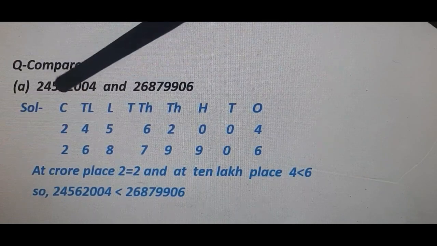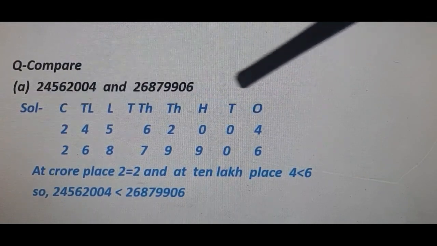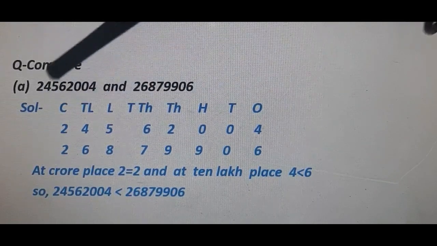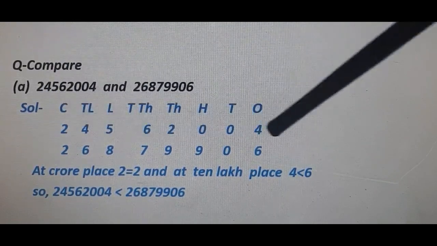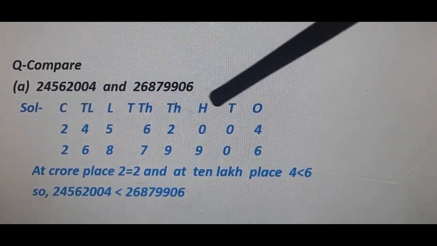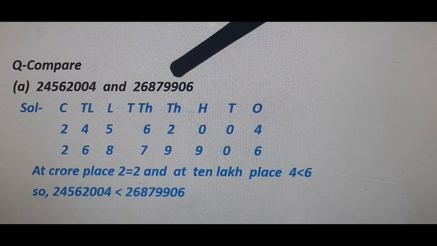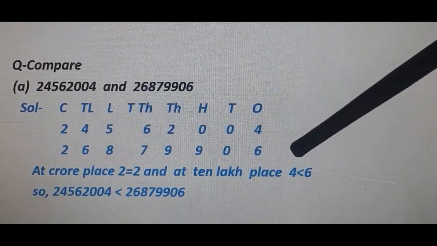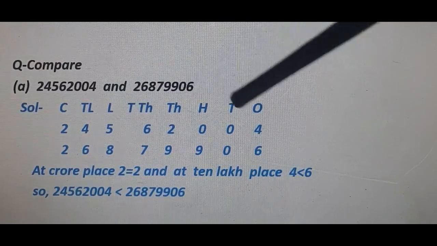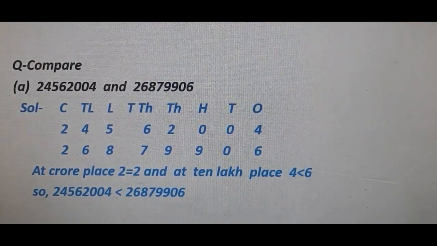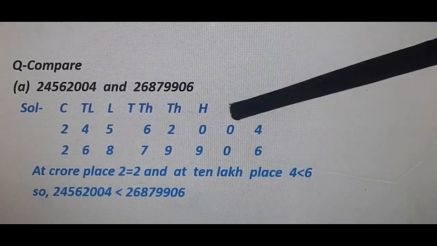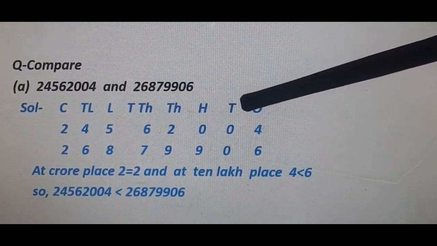First of all, we will write down the places. Ones, tens, 100, 1000, 10,000, lakh, 10 lakh, crore. Now we have written our first numeral. This first numeral is 2 crore 45 lakh 62,004. Then we have written the second numeral, that is 2 crore 68 lakh 79,906.